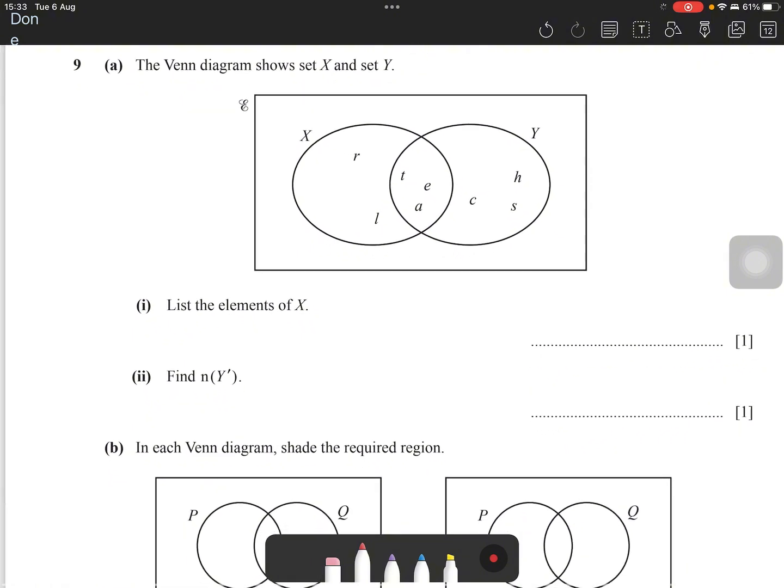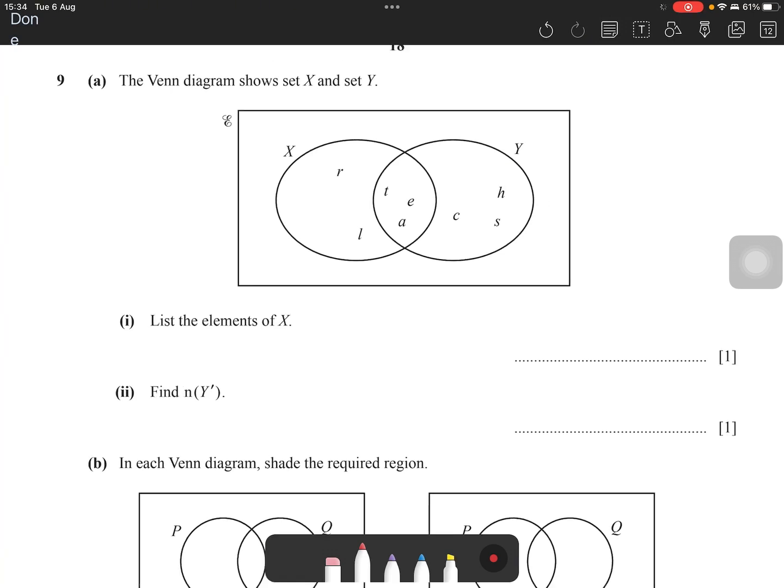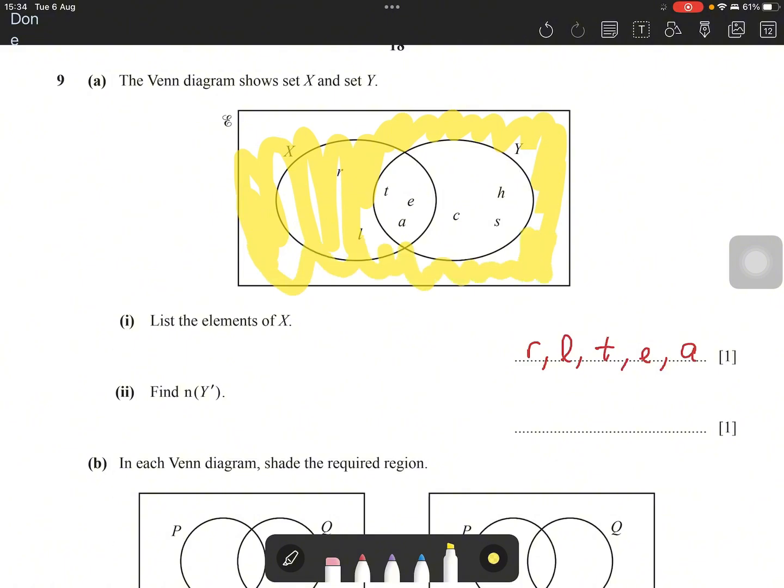Question 9. The Venn diagram shows set x and set y. List the elements of x. This is very easy. In x, we have the elements R, L, T, E, A. Now we find the number of elements in the set not y. The set not y is the yellow section. And in this set, there are only 2 members, that are R and L. So the number of elements in the set is 2.